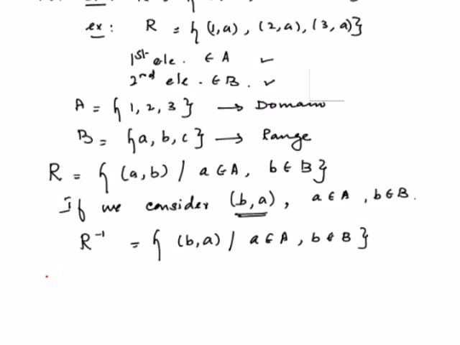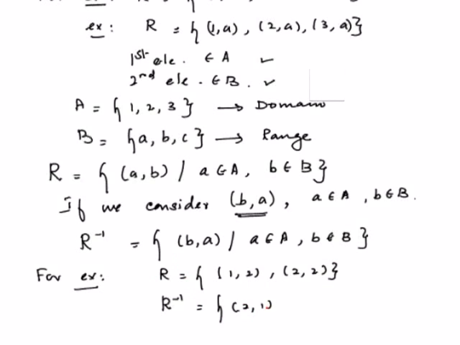For example, now in the above example itself, or in the above sets A, B, we can have, if R is equal to {(1, 2), (2, 2)}, what will be R inverse? R inverse is equal to {(2, 1), (2, 2)}.